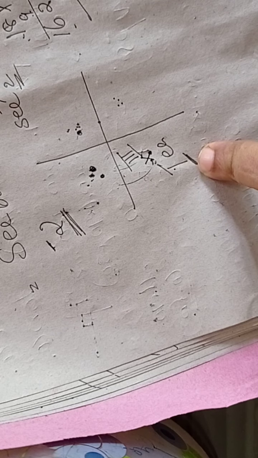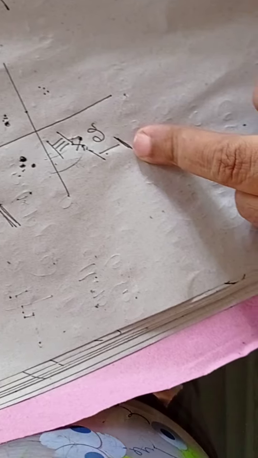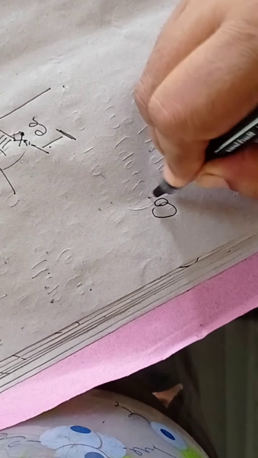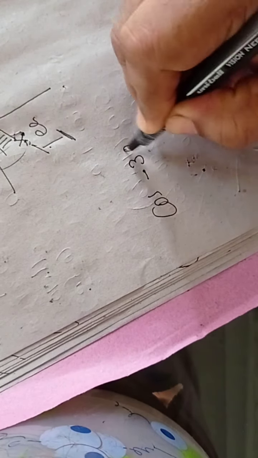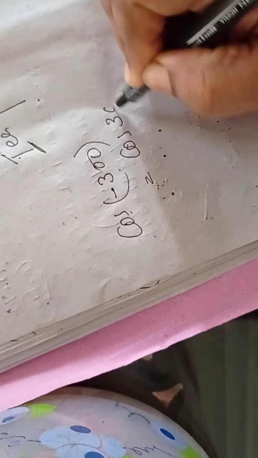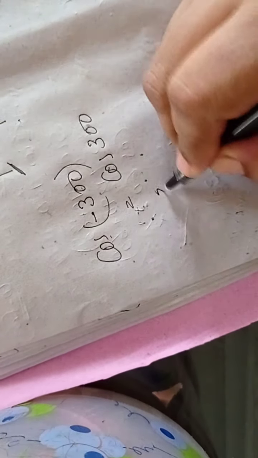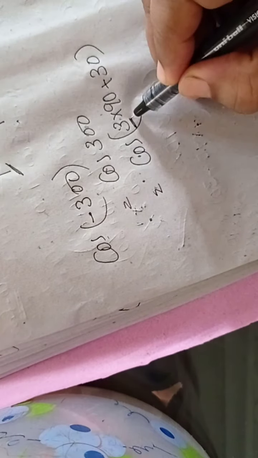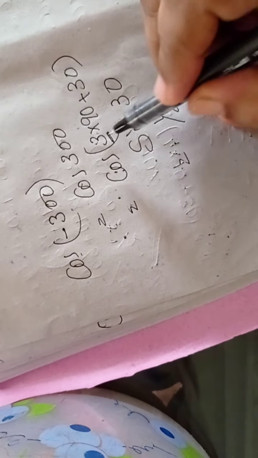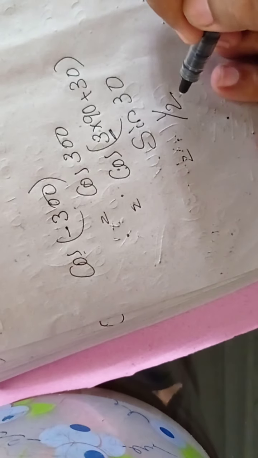Now, write one more question. Cos -300. How can you find cos -300? First you say what is cos minus theta. Cos theta itself, cos 300. How can you write it? Cos 3 into 90 plus 30. Agree? Therefore, 3 into 90, odd, so cos changes to sine 30. What is sine 30? Sine 30 is 1 by 2.